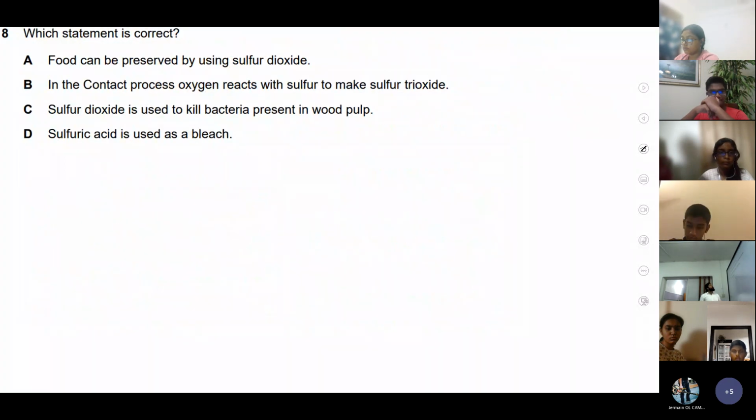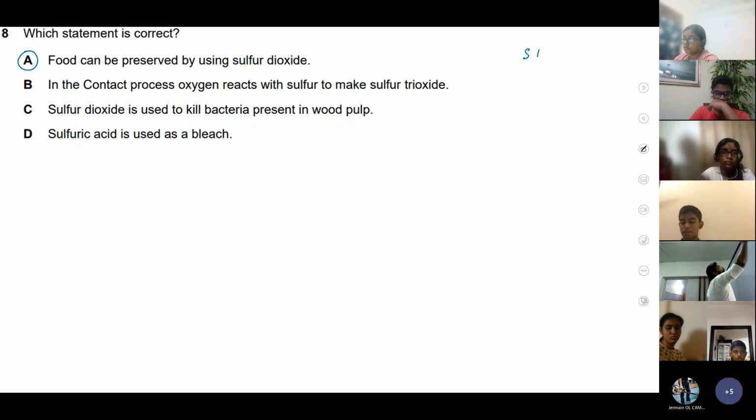Next. Which statement is correct? Food can be preserved by using sulfur dioxide. Straight away, that's the answer, because sulfur dioxide is used as a food preservative. So it's the answer, but we'll see just in case you didn't know it. Are you going to give up? No, you know the contact process. In the contact process, oxygen reacts with sulfur to make sulfur trioxide.